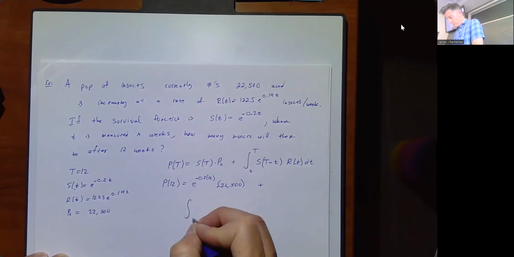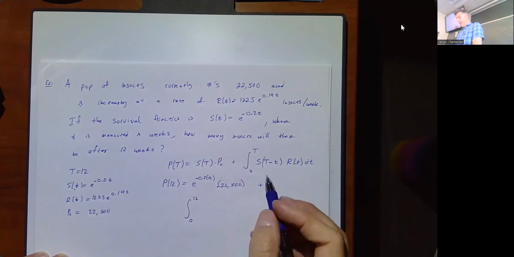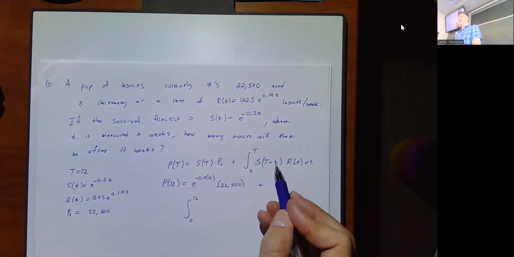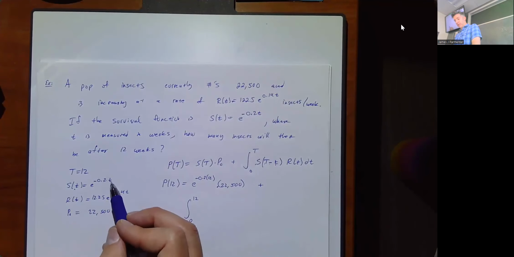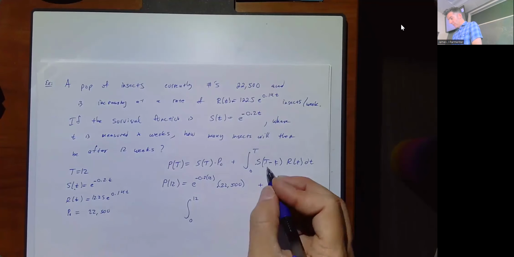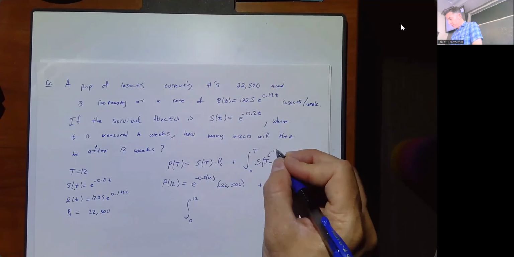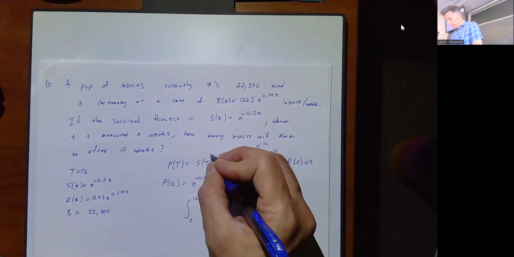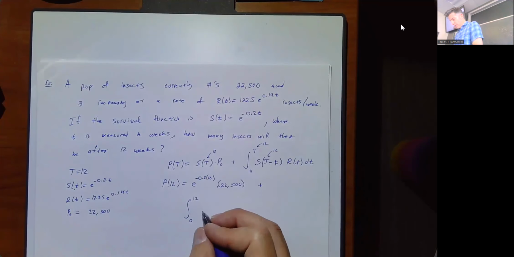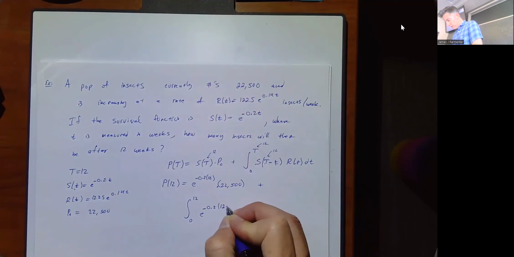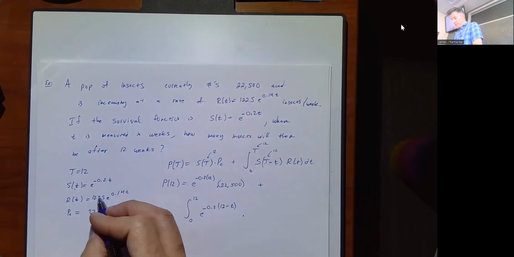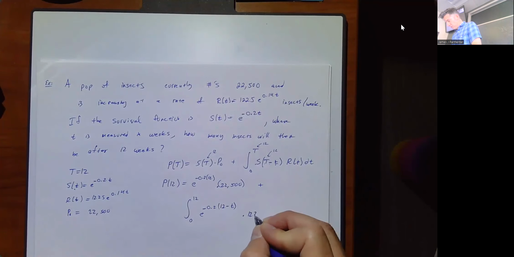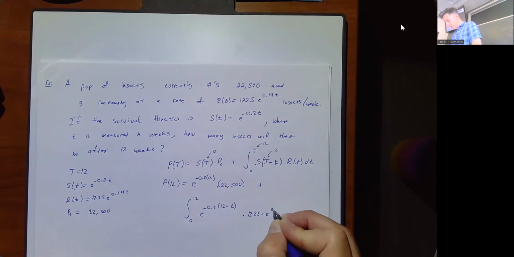Plus the integral from 0 to 12, S of T minus t. So I'm going to take my S function here, and where T exists, bless you, I'm going to write capital T, which is 12, minus lowercase t. So I'm going to get e to the negative 0.2 times 12 minus t. And then R of t is this, 1,225 e to the 0.14 t.